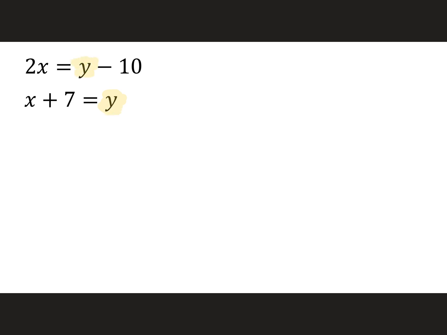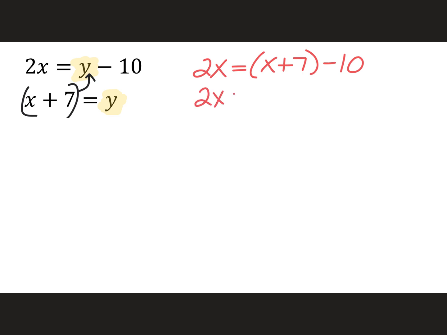And so I'm going to put x plus 7 right here in the other equation. I'm going to put it right there. And so what I'm going to get is 2x equals, and then what y equals? X plus 7 minus 10. Now in this case, do I really need the parentheses? No, because nothing's multiplying times it. And so it really would just be 2x equals x plus 7 minus 10.